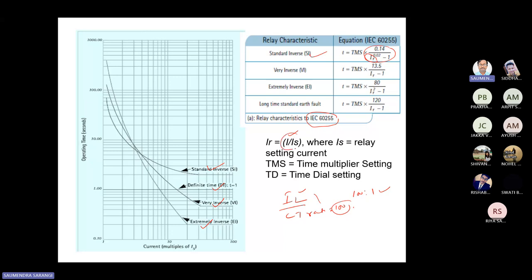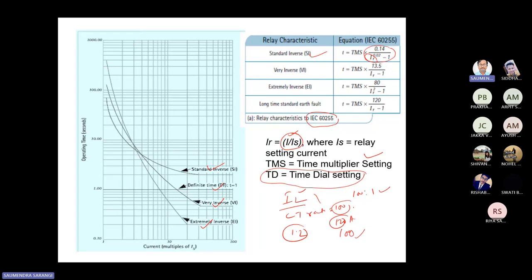Apart from that, there is another type of setting called the time setting multiplier or time dial setting. TMS is nothing but the time multiplier setting, and TD is the time dial setting. Now, when you are talking about the pickup current, it should be set considering the load current. If the load current is 100 ampere, then we may set this setting as 1.2, that is 120% of this current. So 120 ampere is the pickup current now.